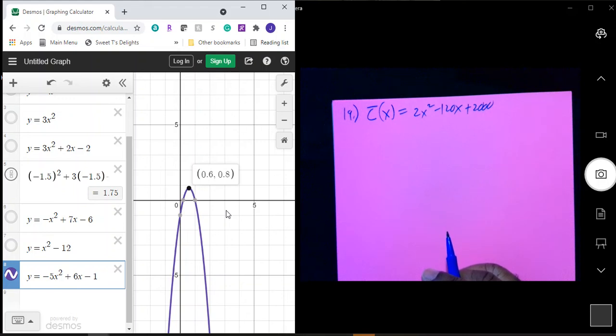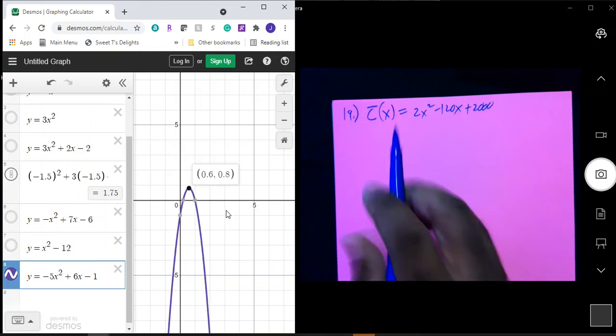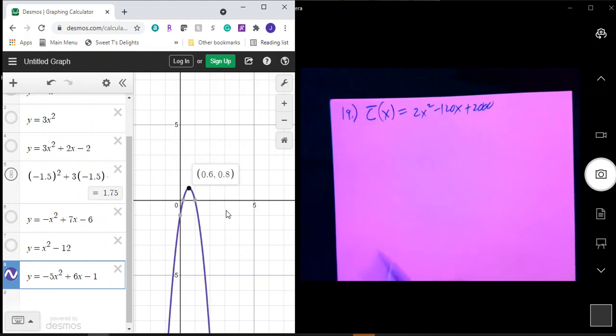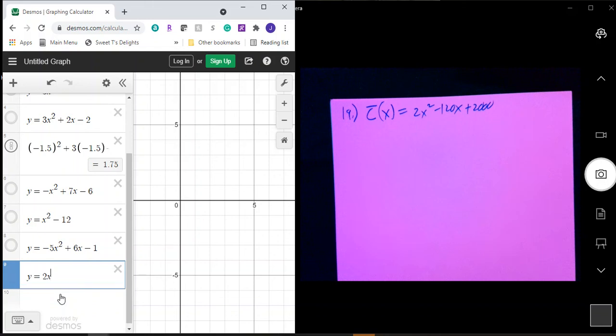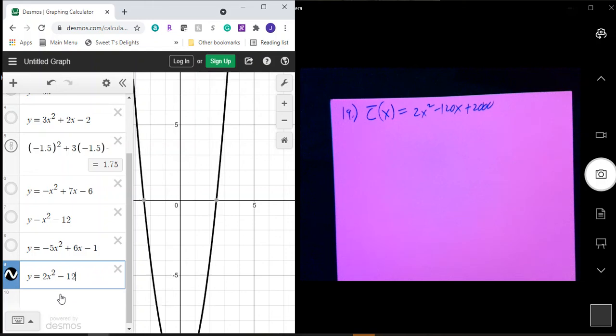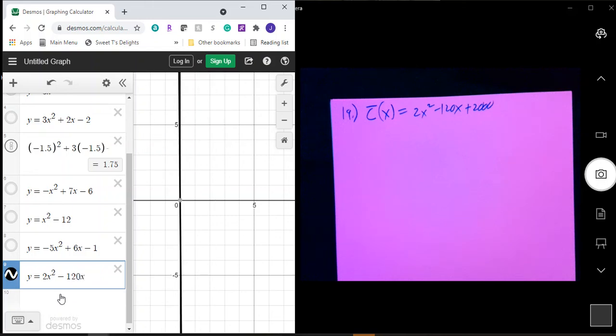Okay. It says use your graphing calculator to graph the average cost function. And actually, this should be capital C bar of X, not just C of X. Use your graphing calculator to graph the average cost function and determine the coordinates of the turning point. All right, and we know the turning point is actually our vertex. So we're going to use y and x to make this a little simpler. So we have y equals 2x squared minus 120x plus 2,000.